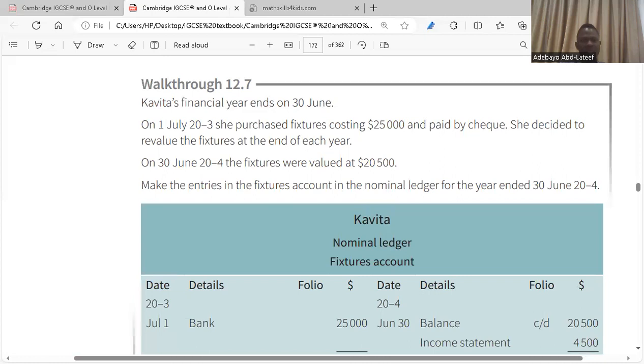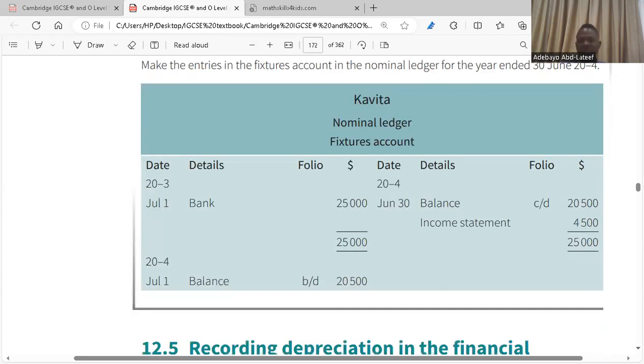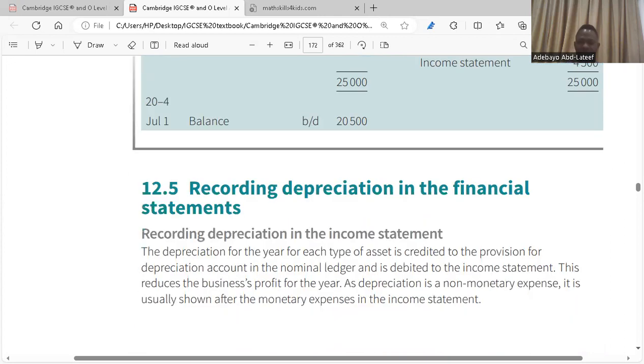Okay. So here it said on 1st of July 2023, she purchased fixtures costing 25,000 and paid by cheque. She decided to revalue the fixtures at the end of the year. So the fixtures are valued at 20,500. It's a revaluation. And for revaluation, what do we do? The difference between the historic cost minus the estimated value. So it's 4,500. That's what goes to your income statement. I think it's clear.